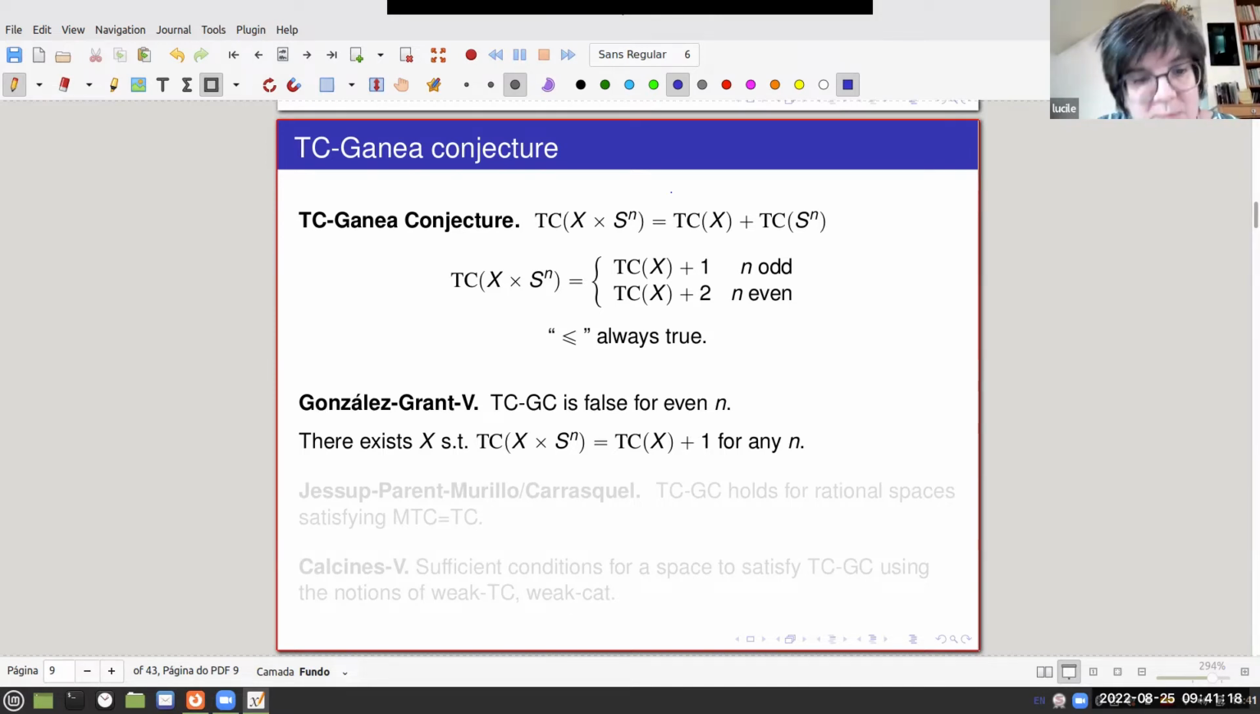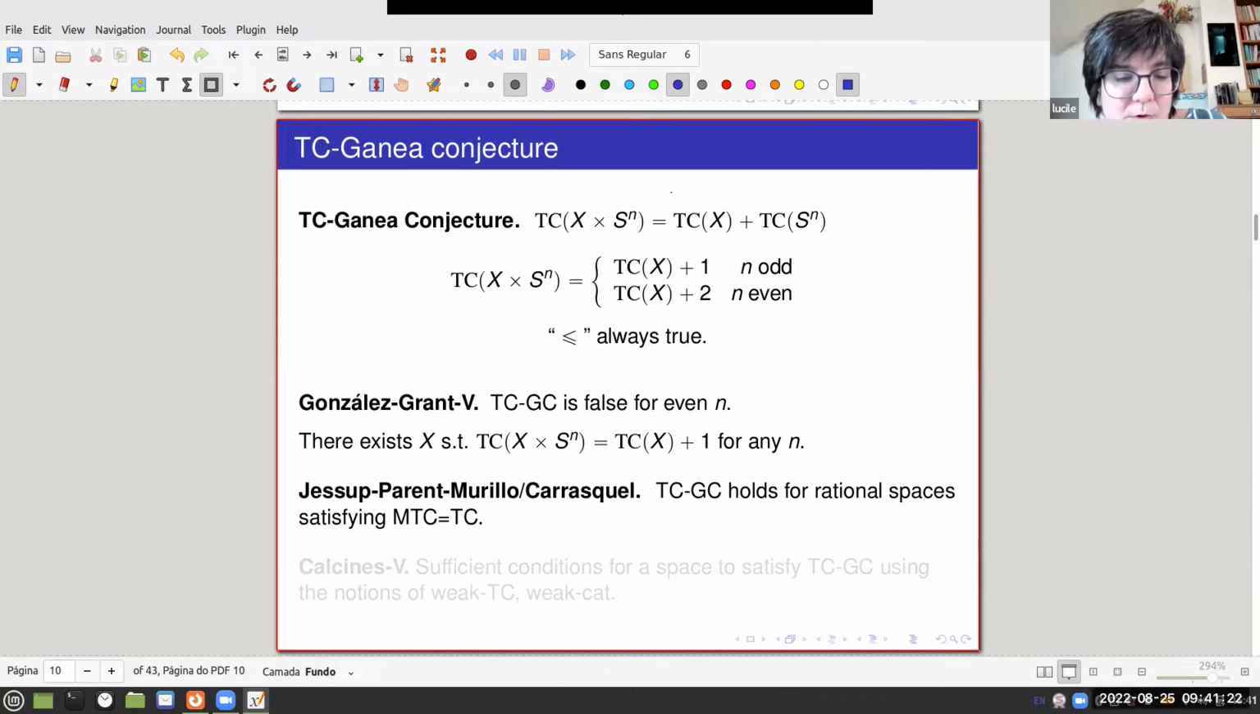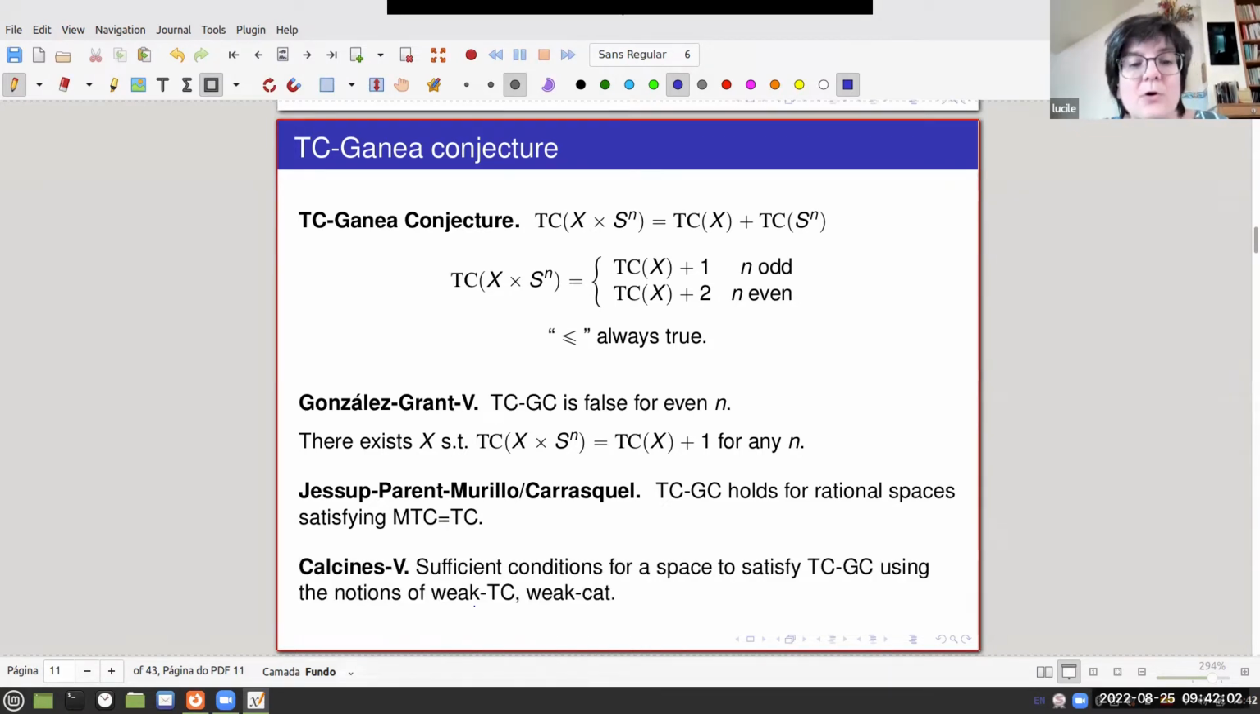Okay, for rational spaces, let me note that by the result from Jessop, Parent, Murillo, and also Carrasquel, we can say that the TC-Ganea conjecture holds for rational spaces, but we do not know if it is for all. We know that it is for those which satisfy MTC is equal to TC, because what is known is a product formula for MTC, but so far is missing a result à la Catherine S., which would say that MTC is equal to TC for any rational spaces, okay? So, as said before, today we will see some sufficient condition for a space to satisfy the TC-Ganea conjecture using the notion of weak topological complexity and also weak category. So that I will recall now.